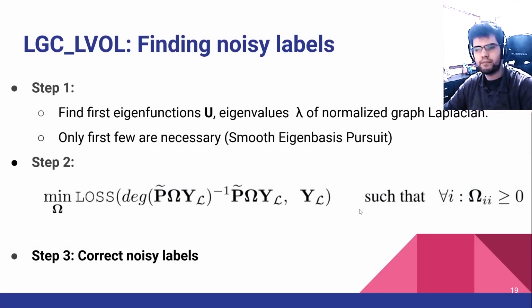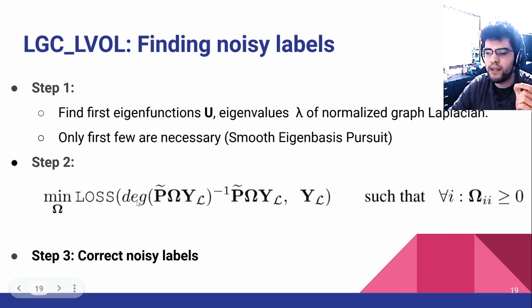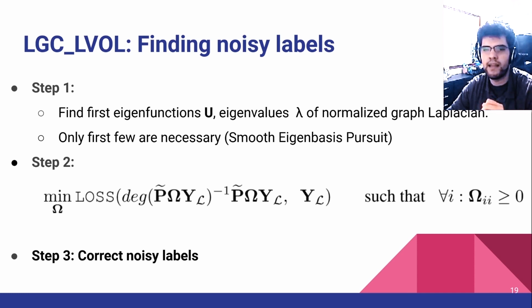So what do we do? We just find the first few eigenfunctions, that is, we do a smooth eigenbasis pursuit, that helps with complexity. Just the first p eigenfunctions, and then we just minimize this sort of loss function. Well, we minimize with respect to this new matrix right here. It's the matrix called pi, and it contains multipliers for each label. For example, if the label is expected to be reliable, then the multiplier is like 1. And if it isn't, the multiplier is 0 and the label is unreliable.